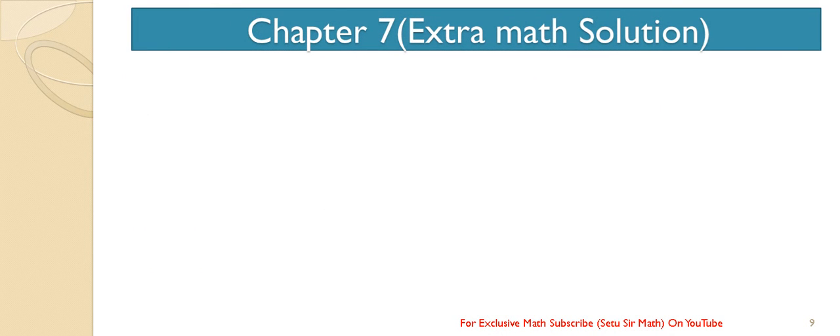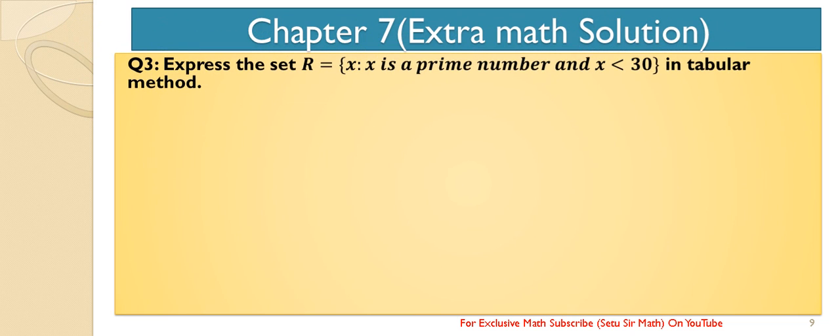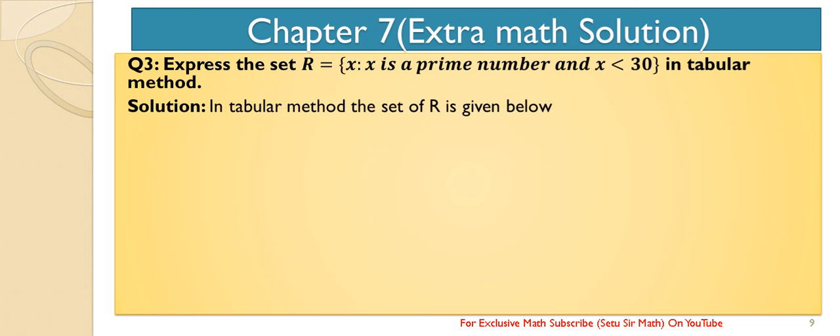So another solution of math extra. Express the set R equals {x such that x is a prime number and x less than 30} in tabular method. That means we have to write down all the prime numbers less than 30. So in tabular method, the set R is given below. R equals {2, 3, 5, 7, 11, 13, 17, 19, 23, 29}. These are all prime numbers and they are less than 30.